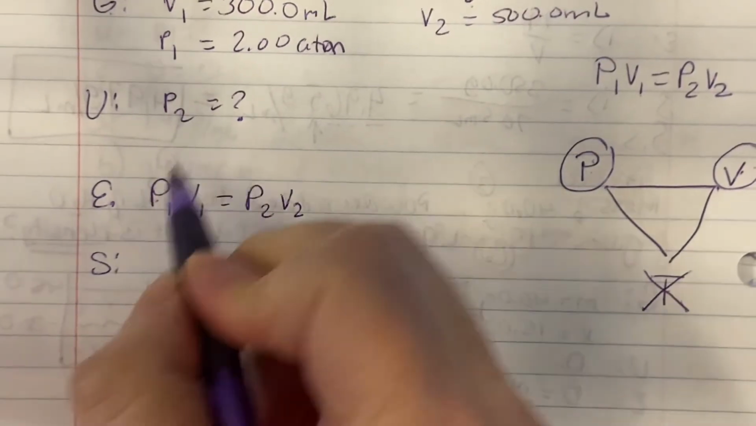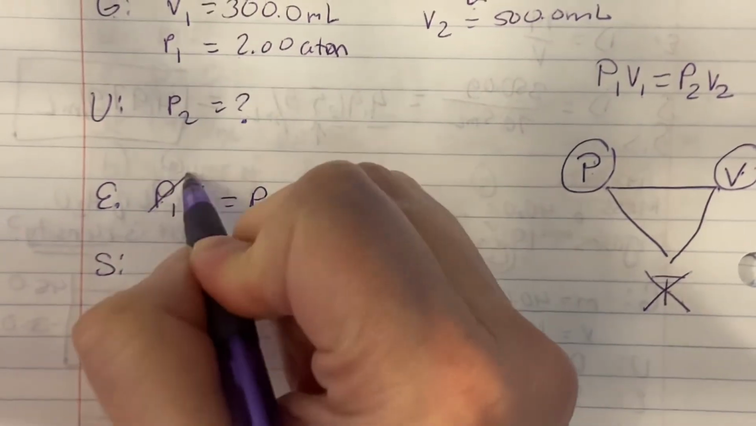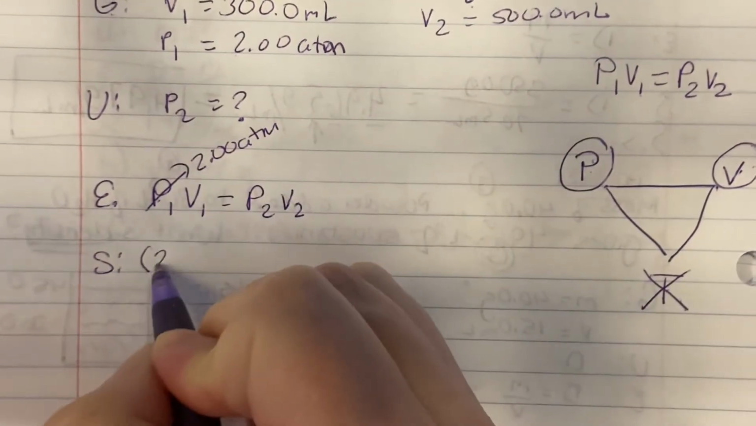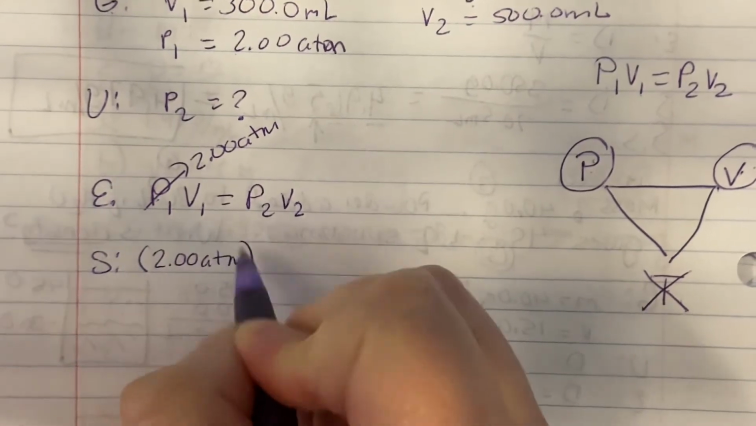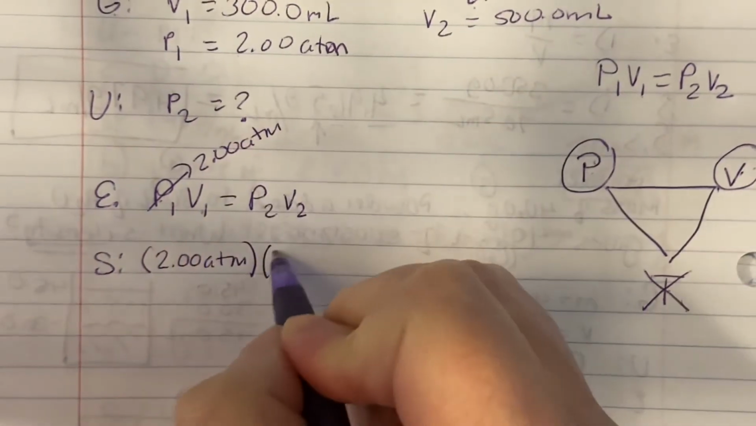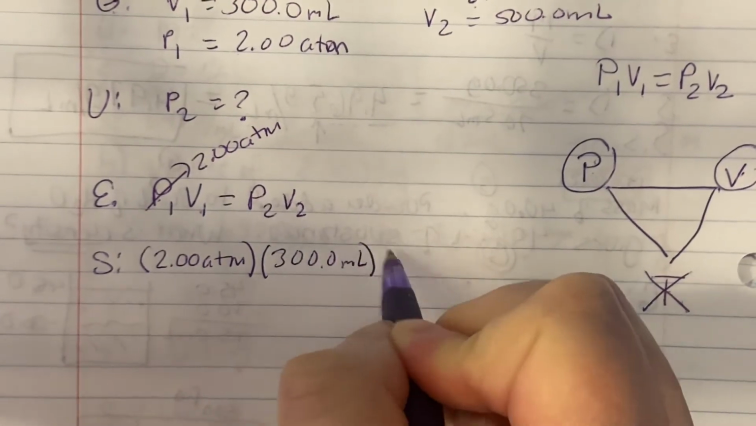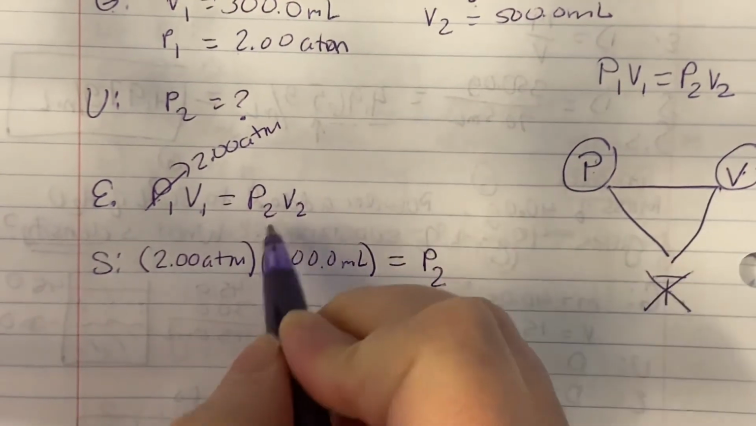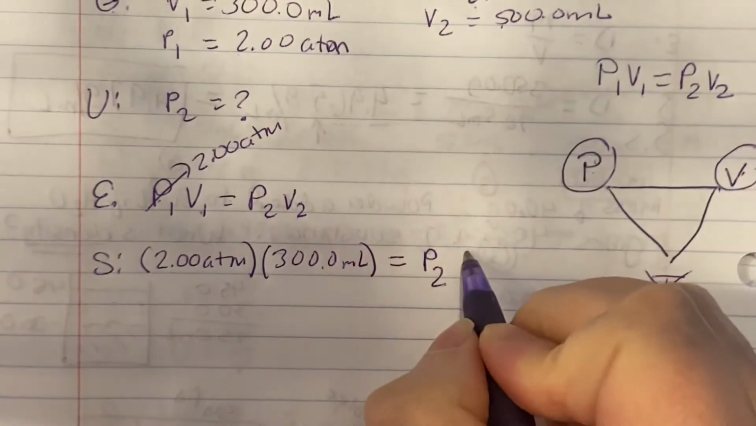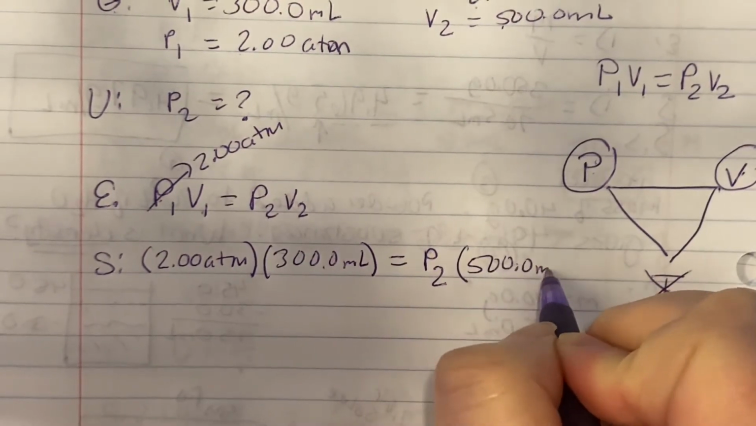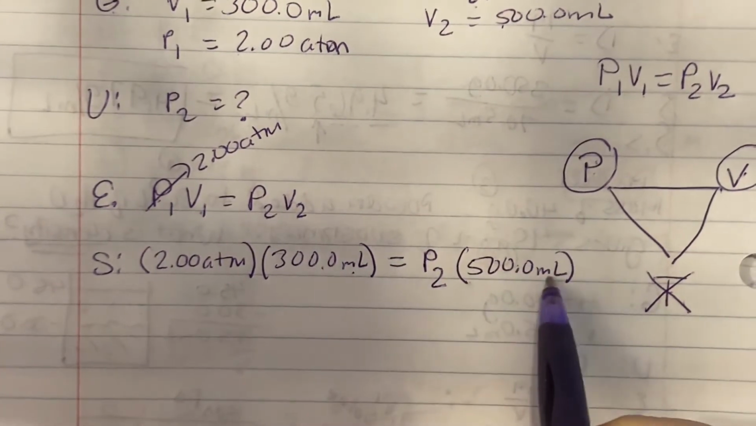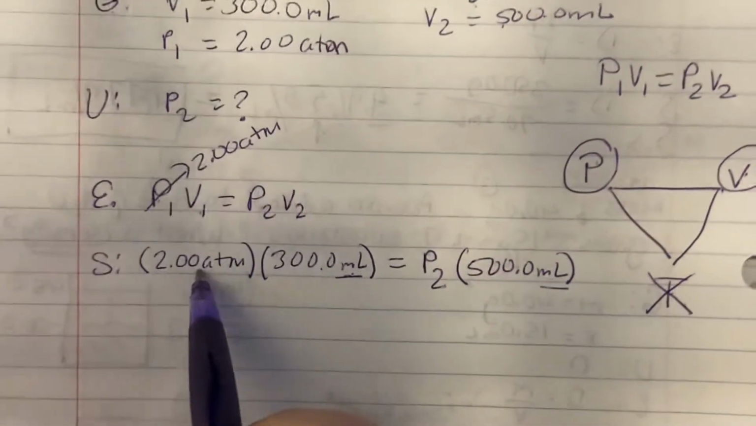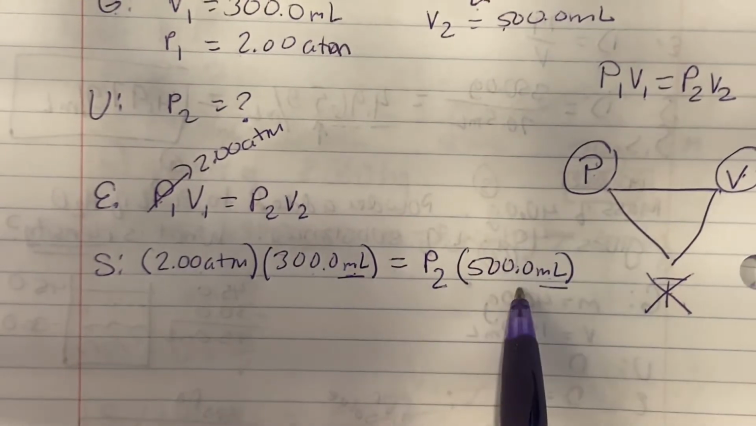Substitute is the S. Instead of saying P1, I'm going to be writing 2.00 atmospheres. And instead of saying V1, I'm going to be writing 300.0 milliliters, equals P2. I don't know P2, so I'll just call it P2, times V2. V2 is 500.0 milliliters. Now this works because my units match. If they hadn't matched, I would have had to convert them up here.